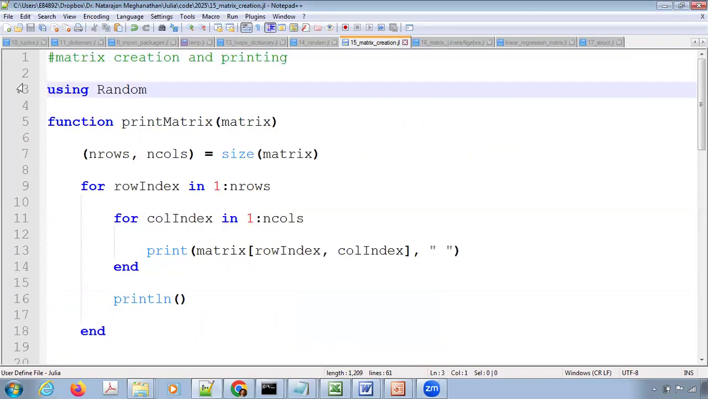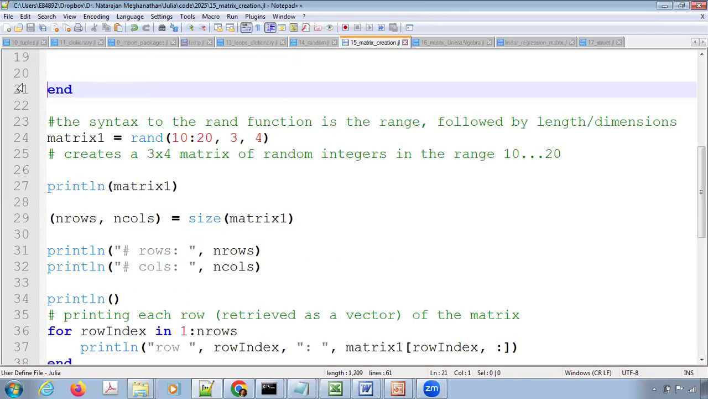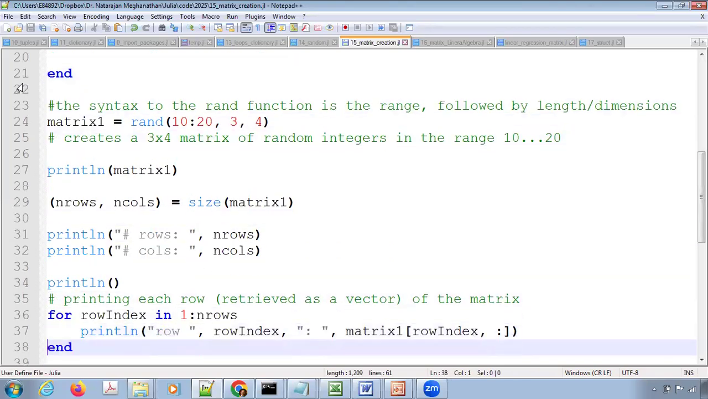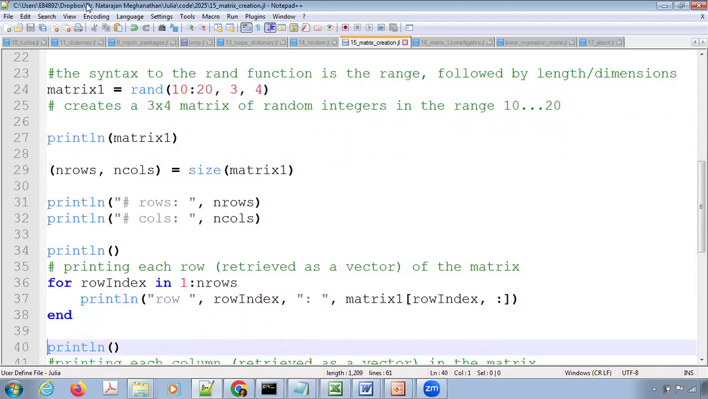First, let me show you how a matrix is created. This is how you could generate a matrix of random integers in this case. 10 to 20 is the range, and 3 by 4 means 3 rows and 4 columns.